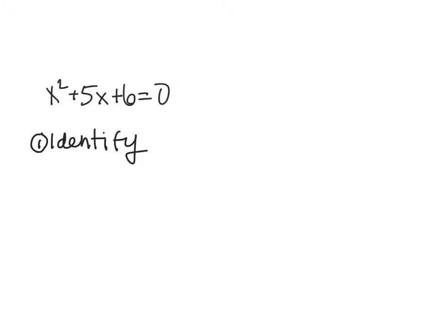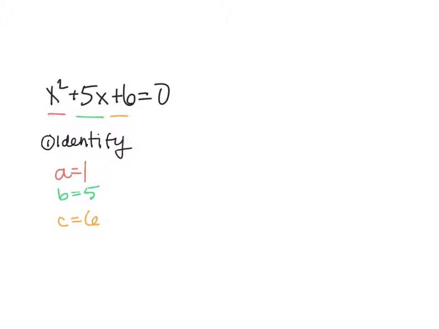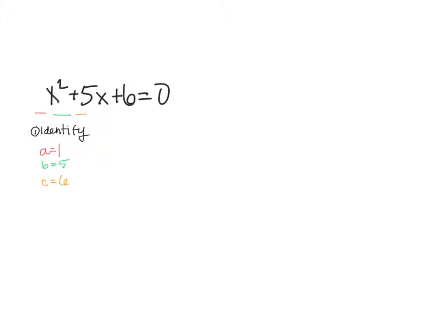In this case, I want to identify a, b, and c. I know that a is going to be 1 because it's the number next to the x squared. b is going to be 5 because it's the number next to the x. And c is going to be 6, which is the regular constant. Now that we got that down, I feel a little bit more comfortable going on with everything else.